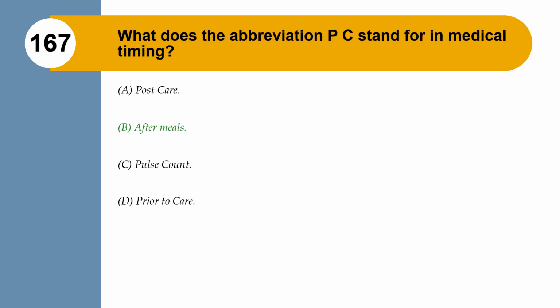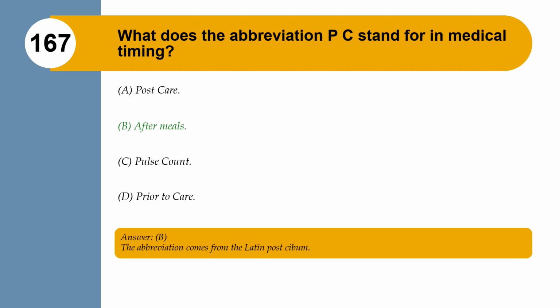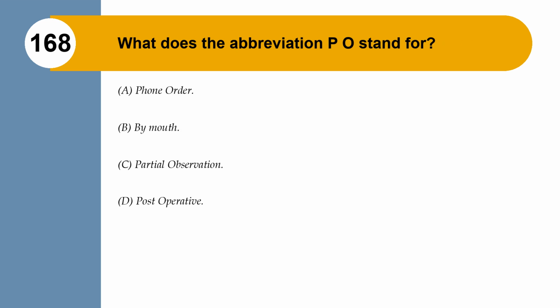The correct answer is option B, after meals. Explanation. The abbreviation comes from the Latin post cibum. Question 168. What does the abbreviation PO stand for? Option A, phone order. Option B, by mouth. Option C, partial observation. Option D, post-operative.